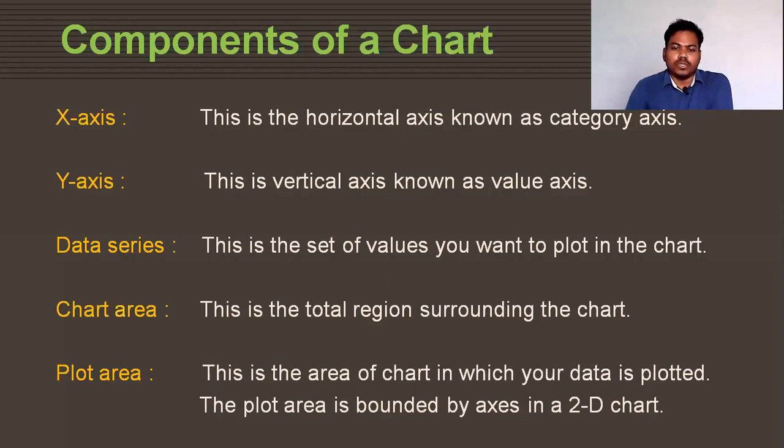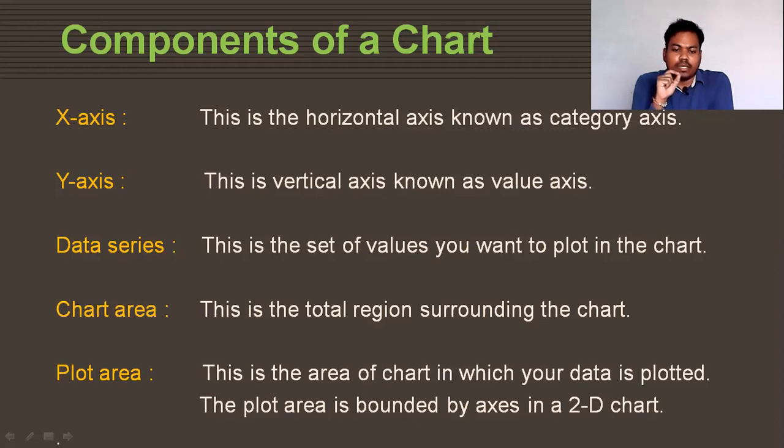So what are the components of a chart? Let's see. The x-axis is the horizontal axis, known as the category axis. We have seen the XY axes in a graph, two axes are there, one is the x-axis and one is the y-axis. In the x-axis we write the categories, that's why we call it the category axis also. And in the y-axis we put values, that's why it is called the values axis also.